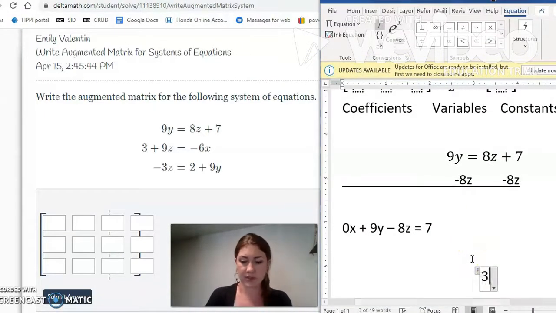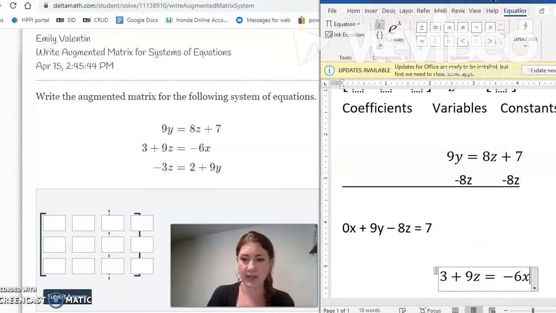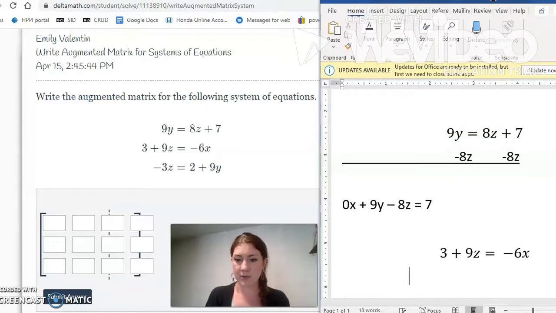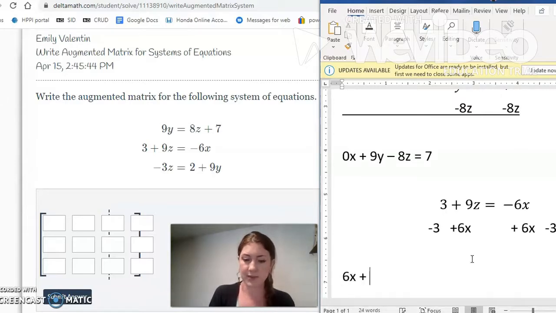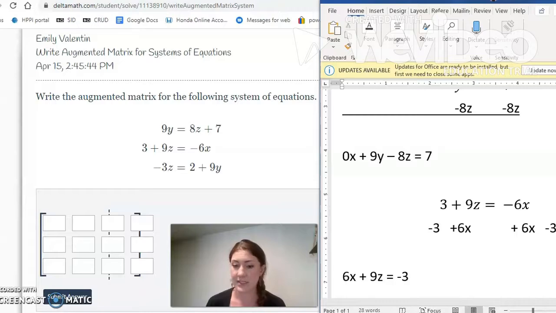Okay, so the second equation, 3 plus 9z equals negative 6x. I'm going to do a couple things simultaneously here. Subtract 3 from both sides and add 6x. And that's going to cancel my 6x and my negative 3. So I'm just kind of getting things where I want them. So now I've got 6x plus 9z equals negative 3. I'm also going to stick in there that there are 0 y's, because that's important. We don't want to forget about the y's.